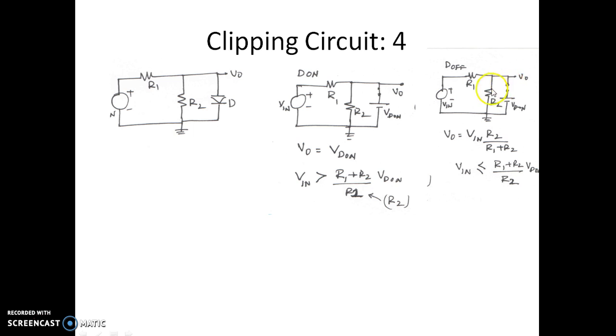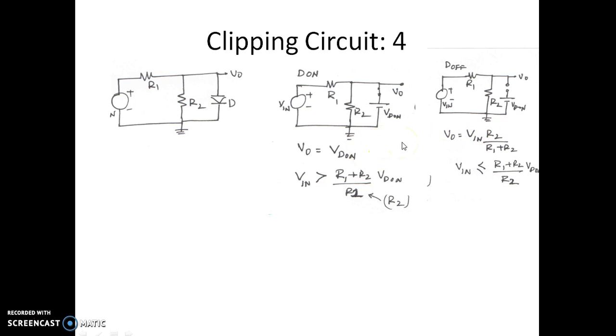Now the output voltage is given by the ratio of R2 divided by R1 plus R2 multiplied by Vin. This will happen when the input voltage is less than or equal to (R1 plus R2) by R2 into VD on. That is, for any input voltage less than 1.3 volt, the diode is off. When the diode is off, the output voltage is R2 divided by R1 plus R2 into input. If R1 is equal to R2, the output voltage is half of the input voltage.